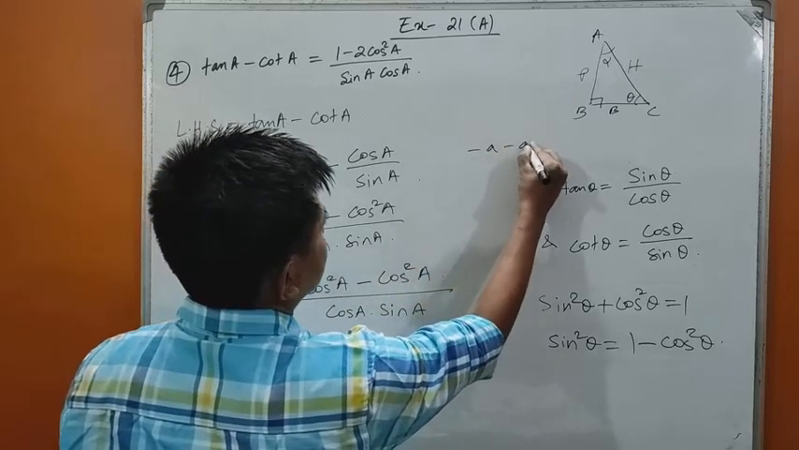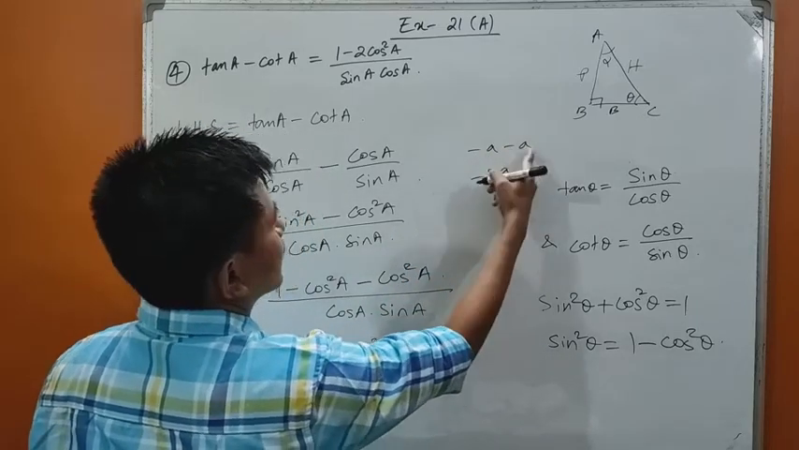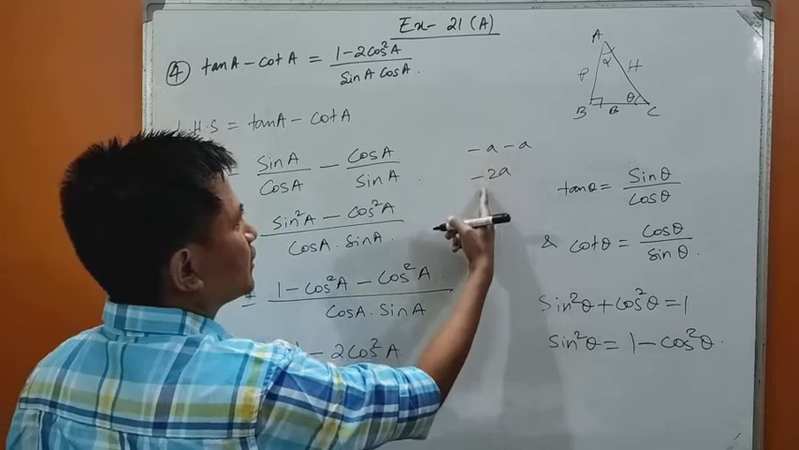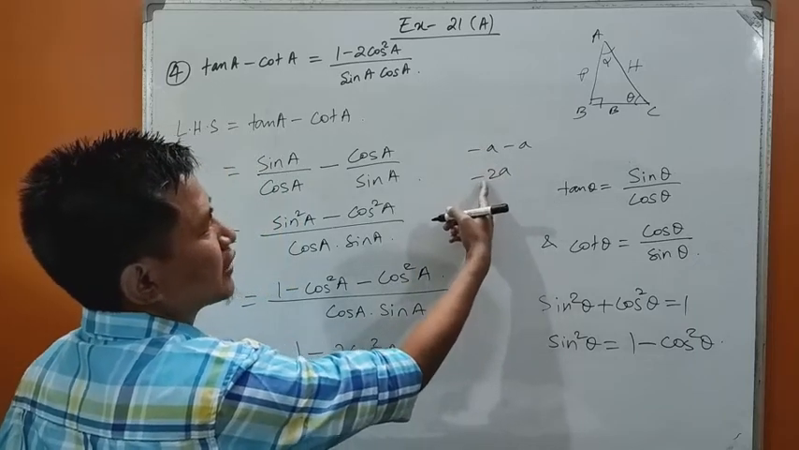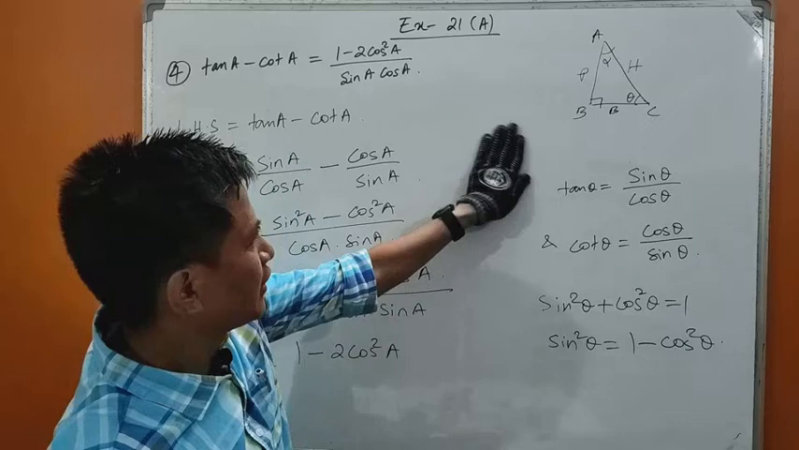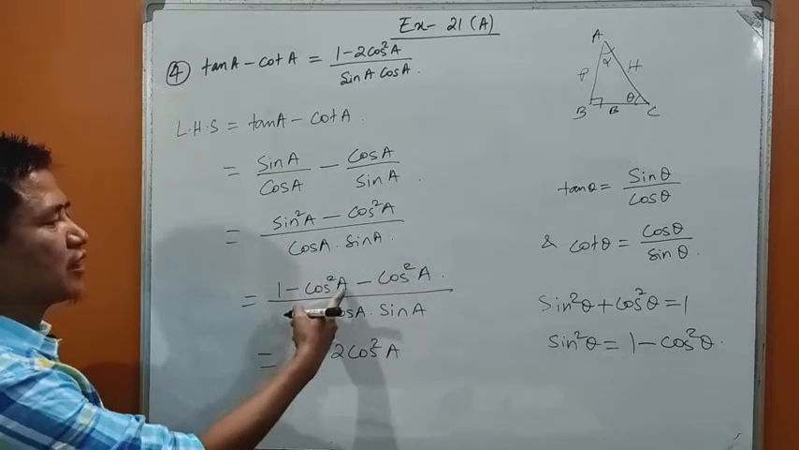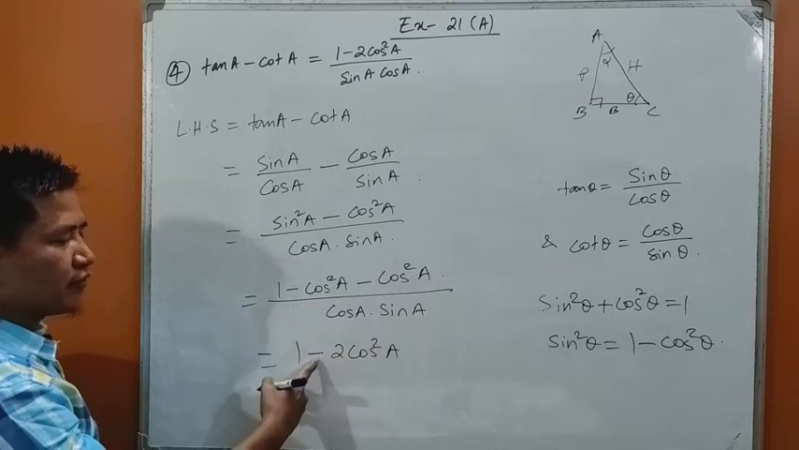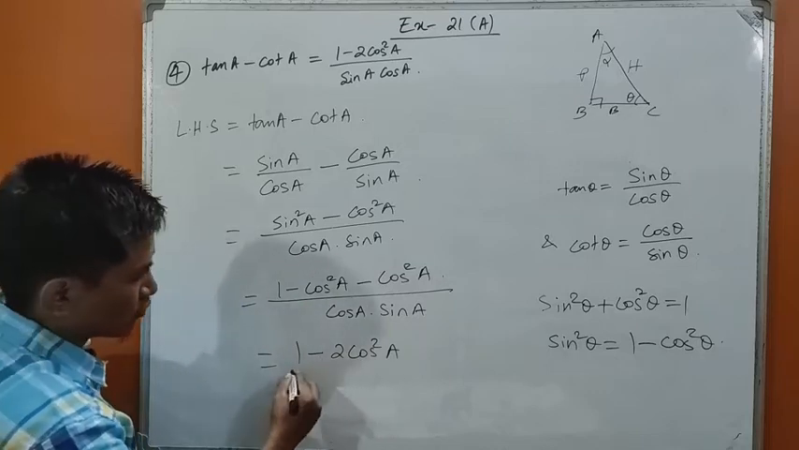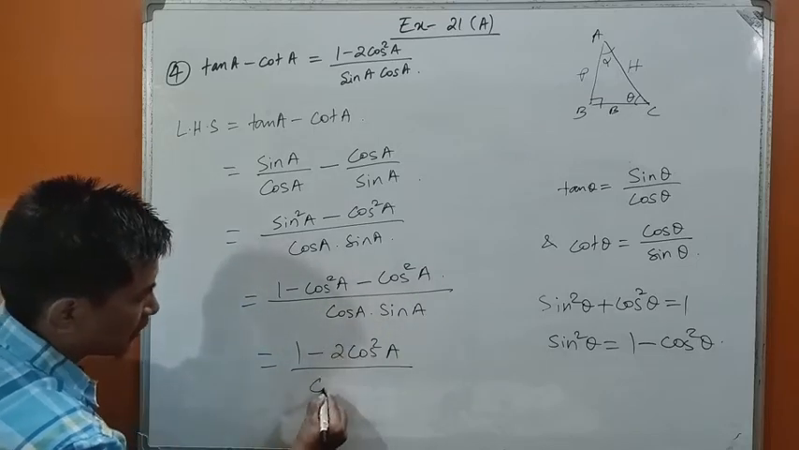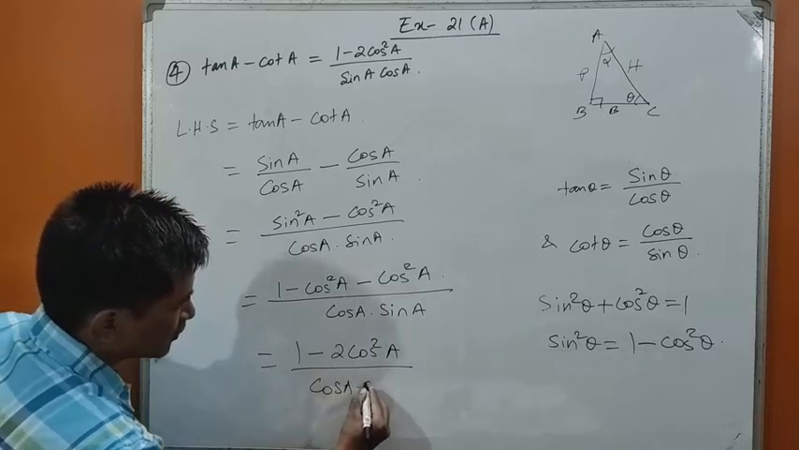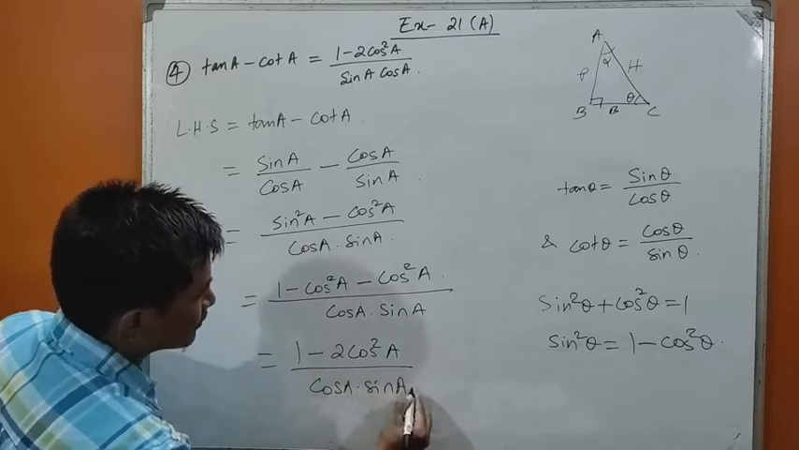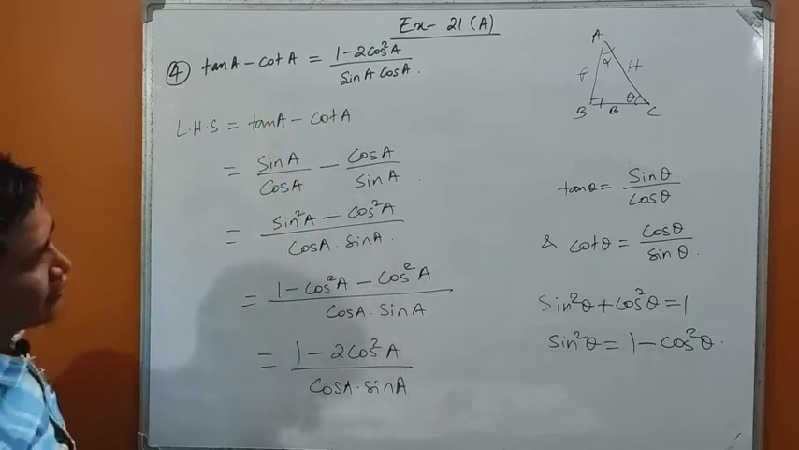Minus a gives minus 2a, isn't it? Both are the same and both are negative, so they get added, but the sign will remain minus. Similarly, minus cos square A minus cos square A, same thing, they get added, but the sign will remain minus. So minus 2 cos square A upon cos A sin A, cos A dot sin A.